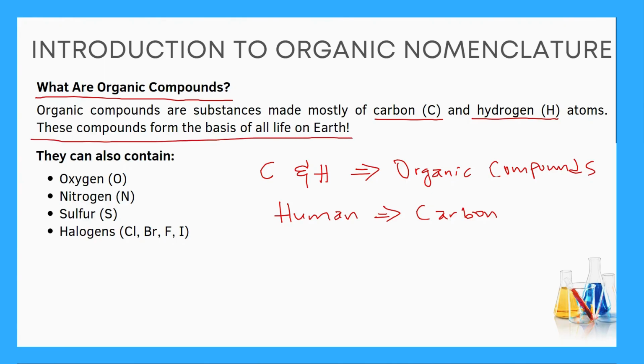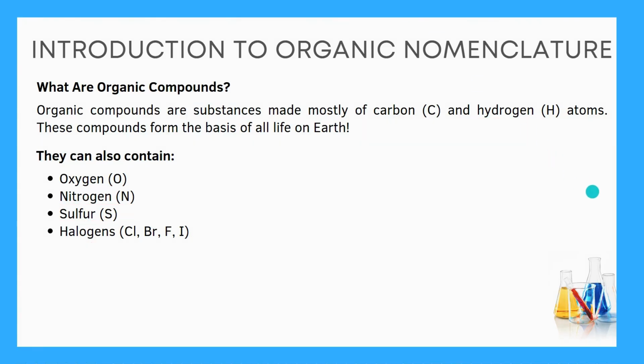They also contain oxygen in examples like alcohols. Okay, so alcohols are also organic compounds. They can also contain nitrogen, sulfur, and halogens as well. In as much as they can contain all of these elements, it is important to also know that the basic definition of an organic compound is that it is a compound that is made mostly of carbon and of hydrogen.